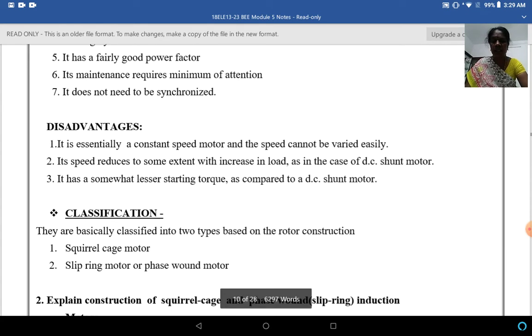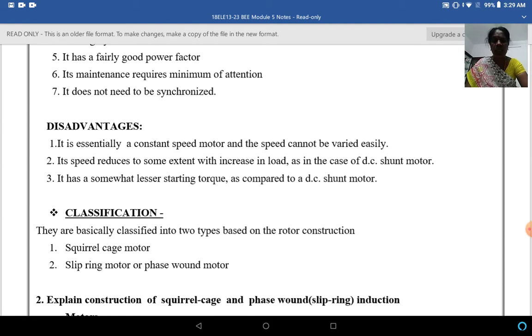Disadvantages: it is essentially a constant speed motor and the speed cannot be varied easily. Its speed reduces to some extent with an increase in load, as in the case of the DC shunt motor. It has a somewhat lesser starting torque as compared with the DC shunt motor.